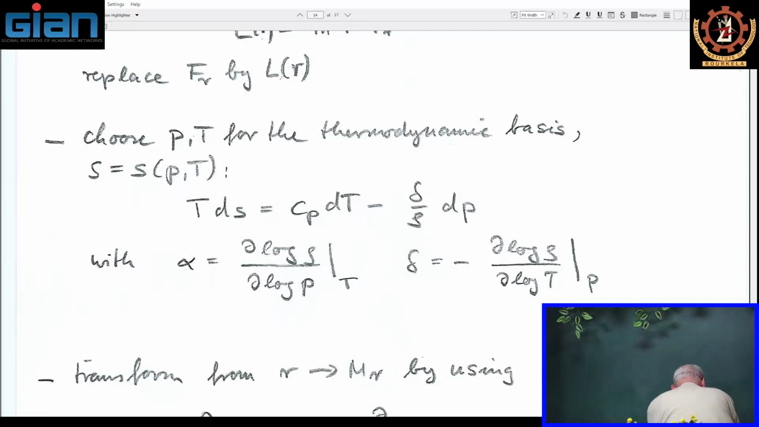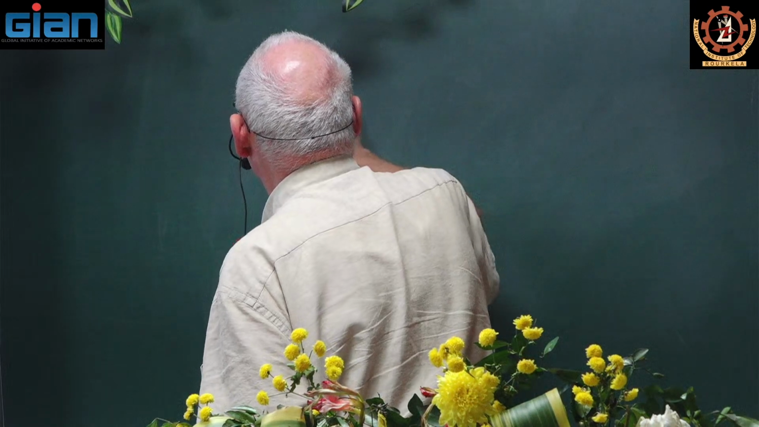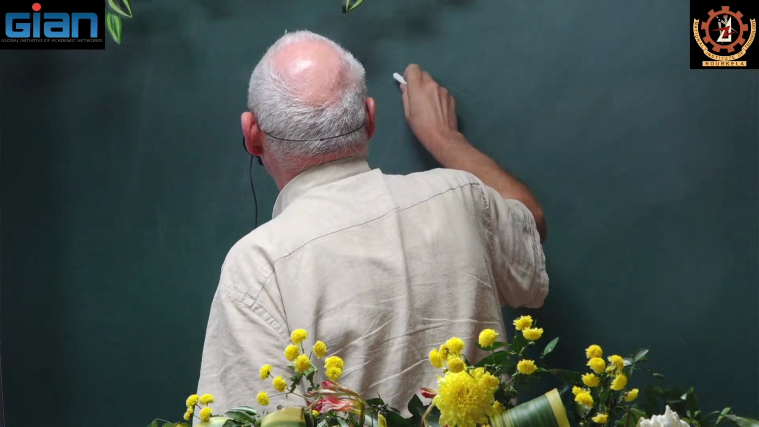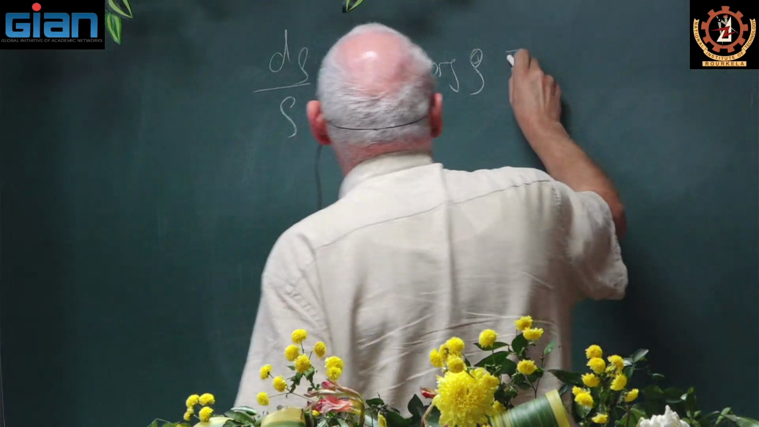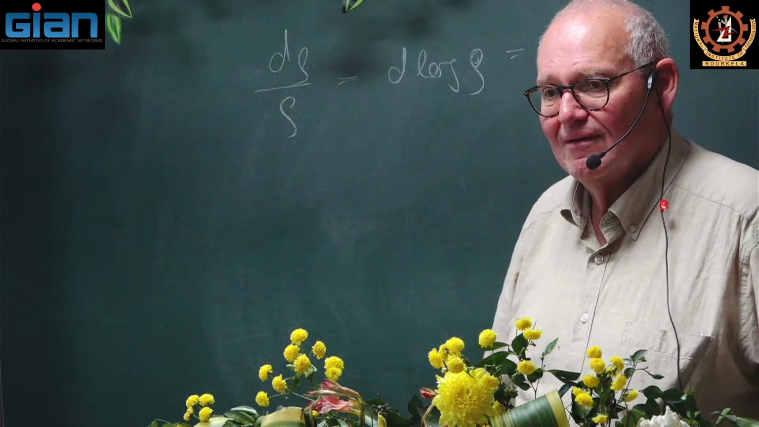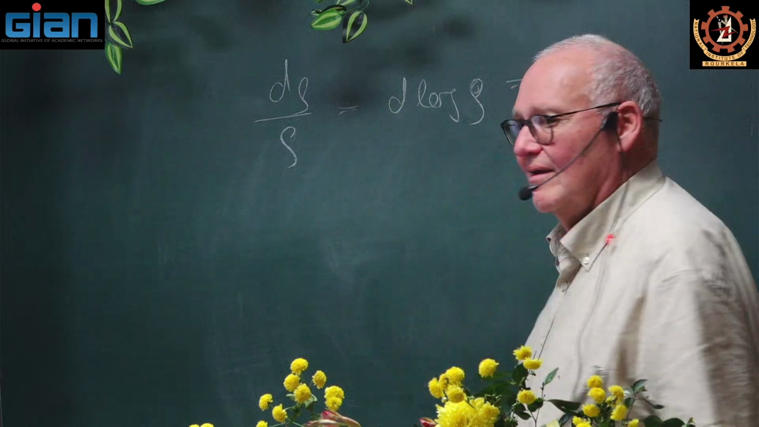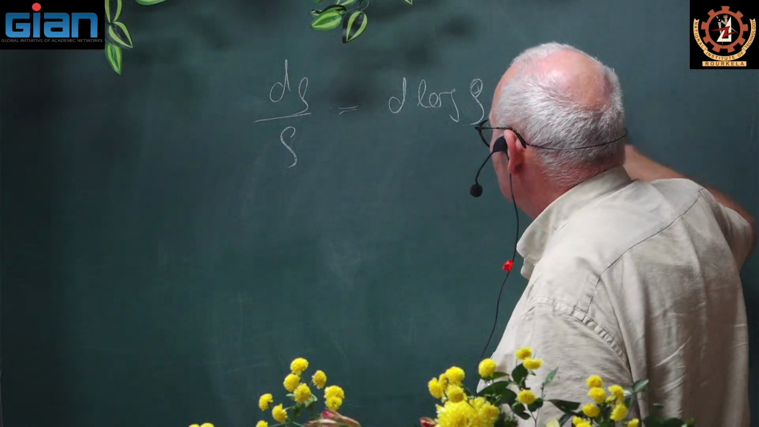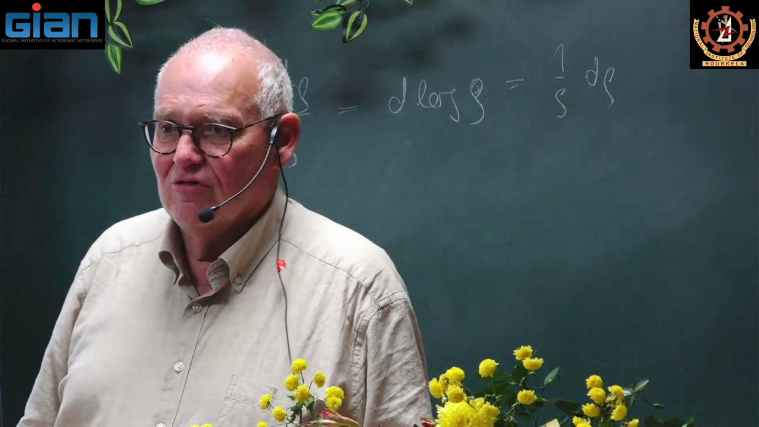So logarithmic derivative means, well, if we have something like d rho over rho, this is d log rho, because the derivative of log is 1 over. So this is 1 over rho times d rho. So all these quantities, d rho over rho, can be written as d log rho.